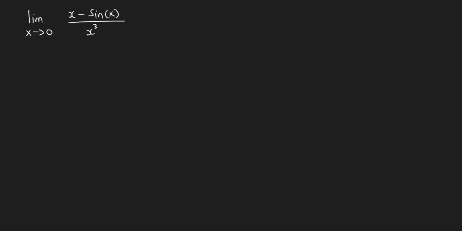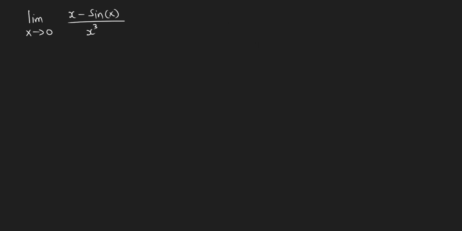What I'm saying is that if you substitute 0 in place of x here, then you're going to have 0 minus sine of 0, divided by 0 cubed, which is still 0, right? And you know sine of 0 is 0, so then you're going to have 0 divided by 0, which is indeterminate. So you have to find a way to compute this limit.